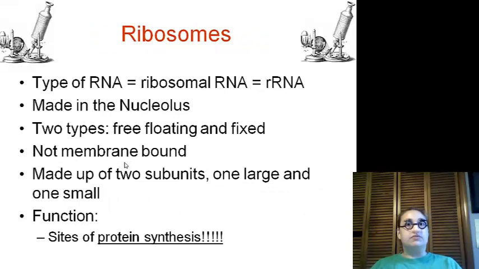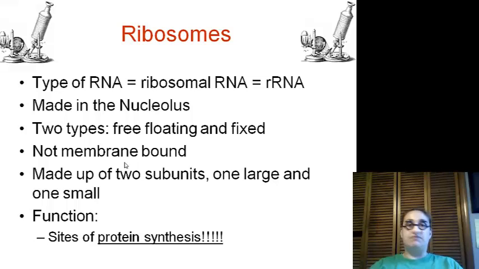Then we have our ribosomes. Our ribosomes are RNA, known as ribosomal RNA, or you might see it as rRNA. It is made in the nucleolus of the nucleus. There are 2 types. There are free-floating out in the cytosol, and then there are fixed. Some are actually bound to the rough endoplasmic reticulum.